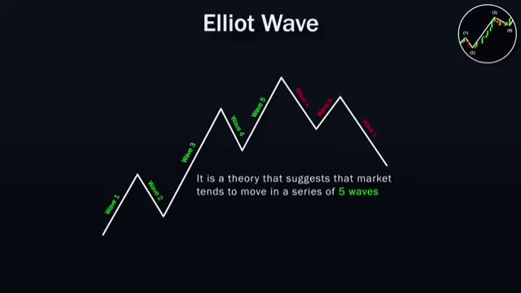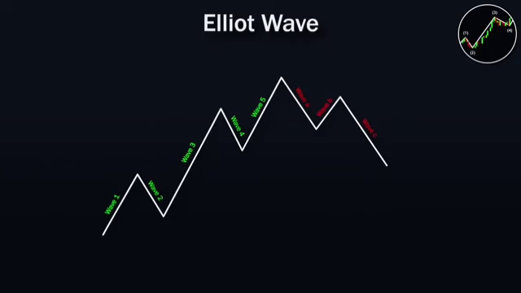Elliott wave. It is a theory that suggests that market tends to move in a series of 5 waves before reversing and forming another set of waves in the opposite direction. By understanding the Elliott wave sequence, traders can predict where the price is heading by following the pattern. In a chart, we can label each point of the waves as 1, 2, 3, 4, 5 and ABC. Now, there are specific rules to ensure that a movement is considered as a valid Elliott wave.